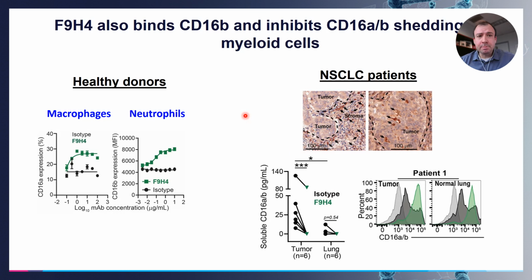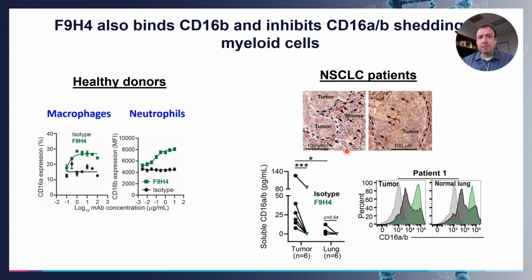CD16A is expressed not only by NK cells, it can also be in myeloid cells, including macrophages. And also, neutrophils express CD16B, which is very similar to A, and our antibody inhibits the shedding of B, and inhibits the shedding of A by macrophages.